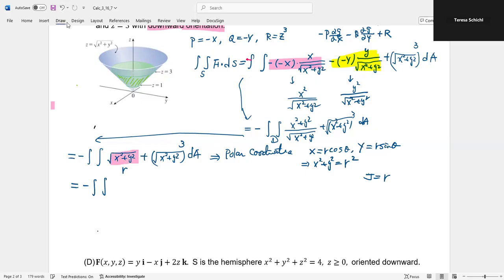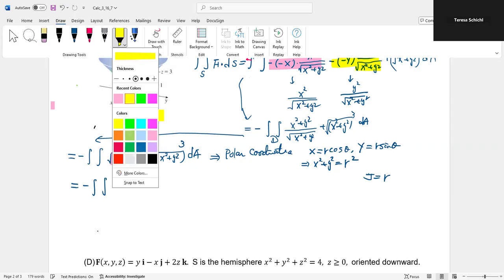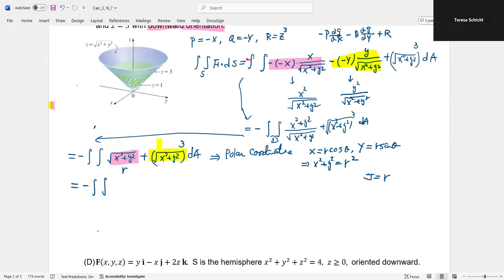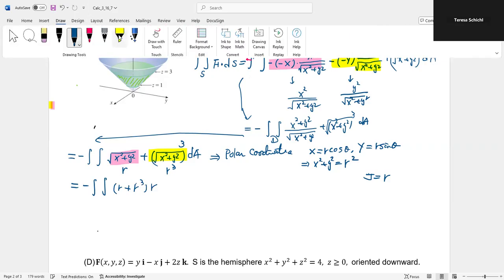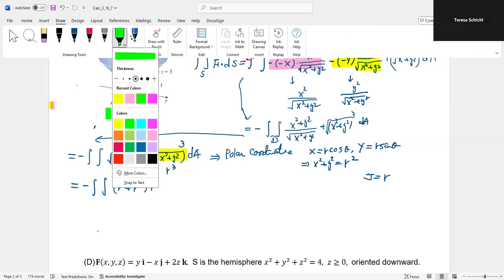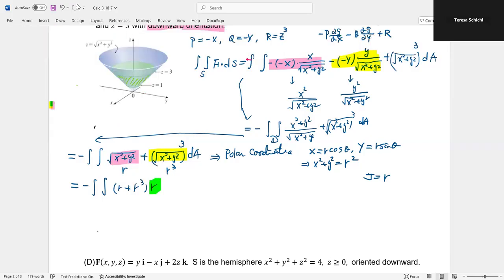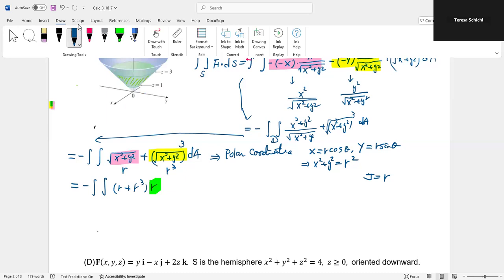And what happened to these terms here? So this term is r cubed, right? So this is r cubed. And now I have what? I have a Jacobian, right? So here you change it to r plus r cubed, then times r. All right, so remember that this is my Jacobian. So now you see, very easy.